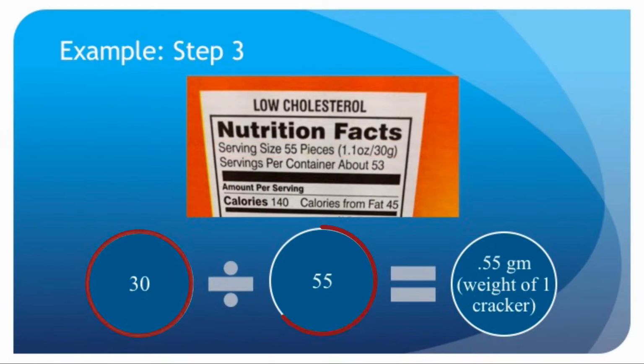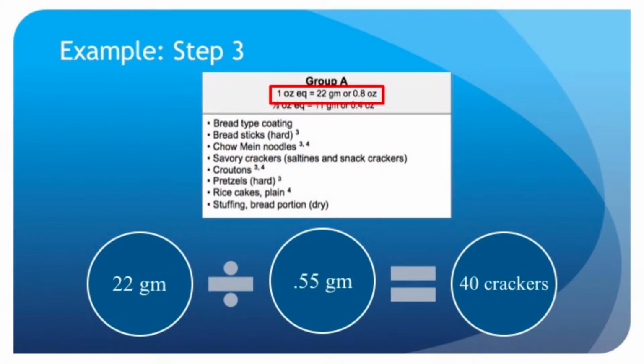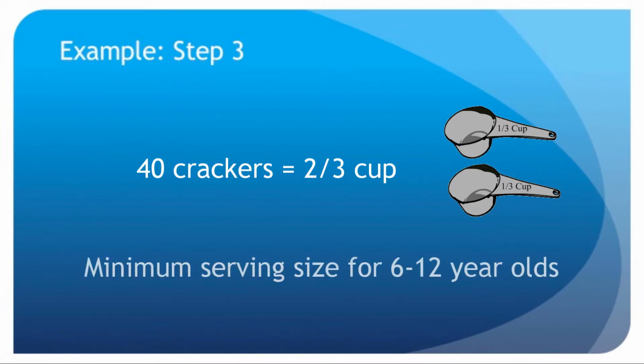30 divided by 55 is 0.55 grams, the weight of 1 cracker. The required serving weight of 22 grams is divided by 0.55 grams and equals 40 crackers. When measured, 40 crackers is 2/3 cup. This is the amount needed to provide the minimum serving size for 6 to 12-year-olds.